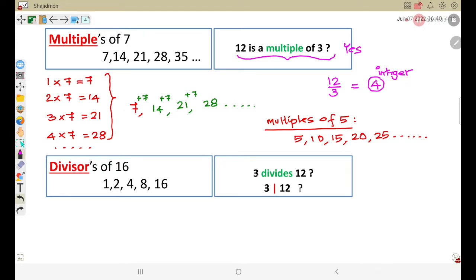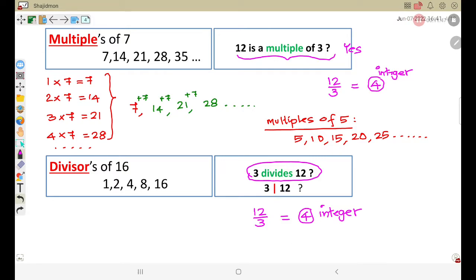Now there is a question. Does 3 divide 12 or not? So what do we do for that? Just divide the second number by the first number. 12 divided by 3, what number are we getting? It is an integer number, 4, correct? So if you are getting an integer number, we can write 3 divides 12.